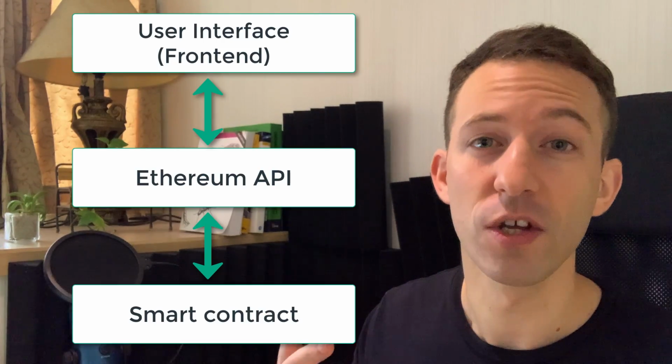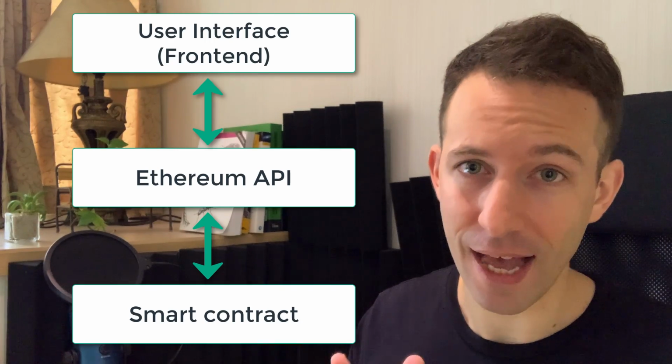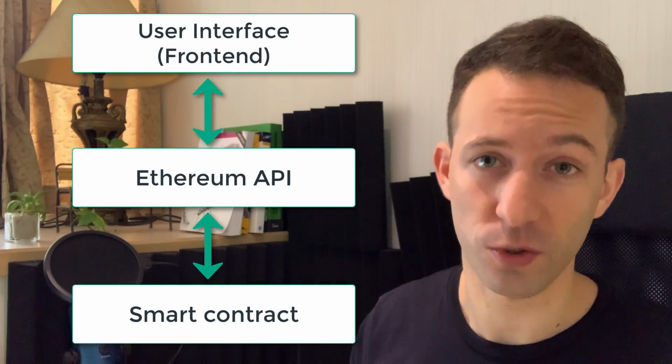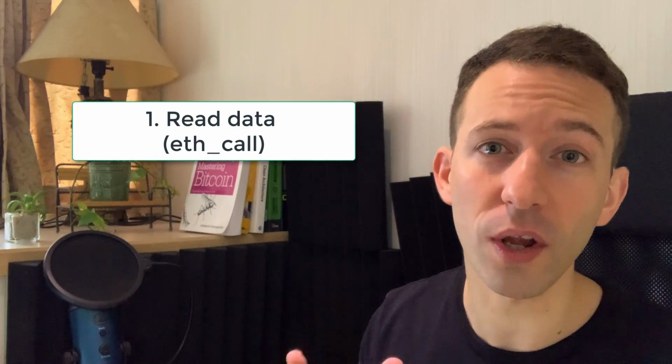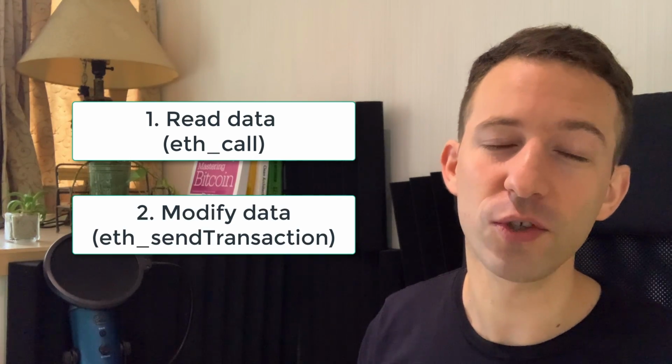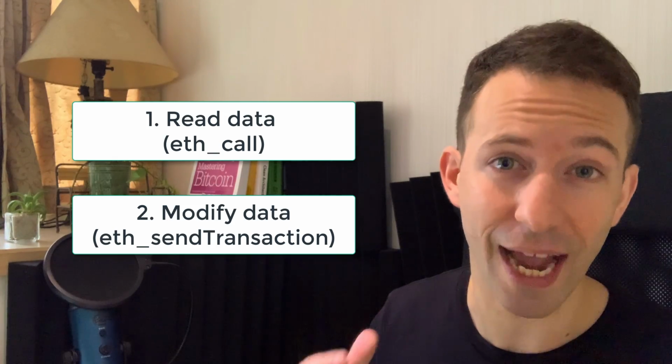Before we jump into Web3, we need to understand how we can interact with an Ethereum smart contract. The Ethereum blockchain has an API that allows you to interact with a smart contract. So you're going to have to use this API. In this API, there are two main ways to interact with a smart contract. The first way allows you to read data from a smart contract. We call this the call API. And the other API allows you to modify data in a smart contract. We call this the transaction API.